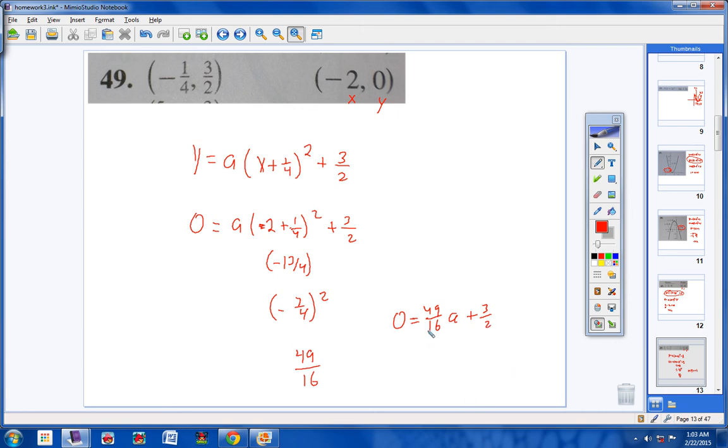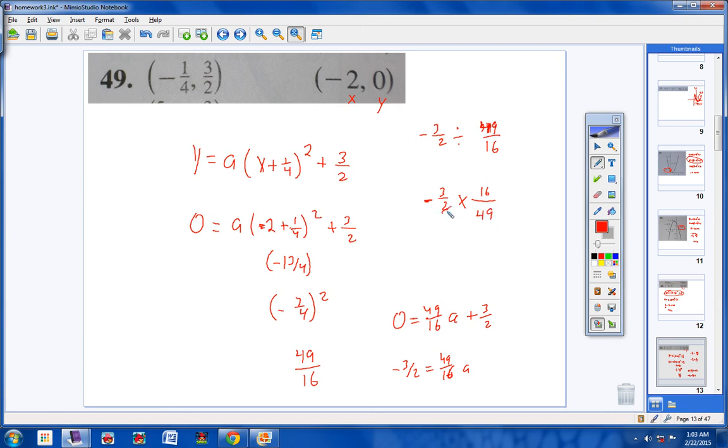Now, let's go ahead and bring the 3/2 over and make it a negative 3/2. So negative 3/2 equals 49/16a. So we're going to divide both sides by 49/16. So students, I really have negative 3/2 divided by 49/16. Well, we know we've got to flip the second fraction. So we really have negative 3/2 times 16 over 49.